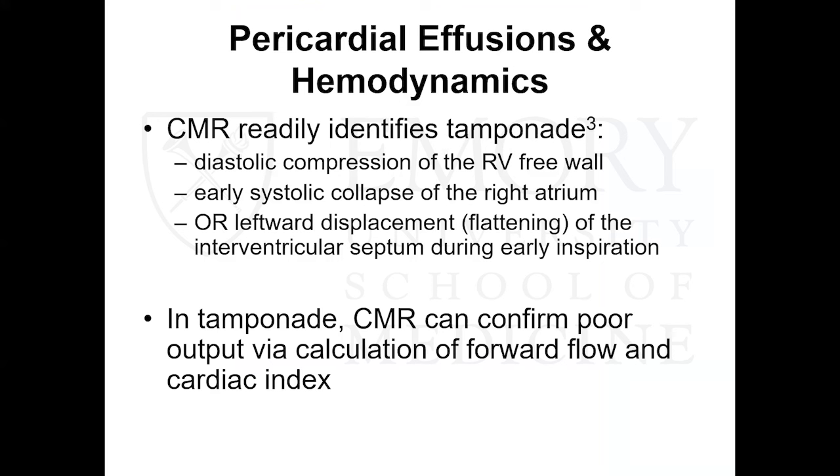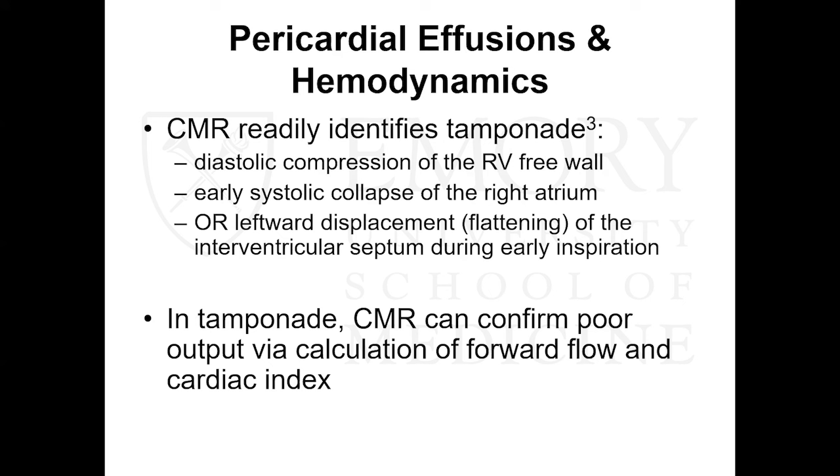So, as I mentioned earlier, pericardial effusions obviously have hemodynamic consequences, and cardiac MR can readily identify tamponade. There's plenty of data out there to demonstrate that. We can see things like diastolic compression of the RV free wall, early systolic collapse of the right atrium. We can see the septal flattening during inspiration.